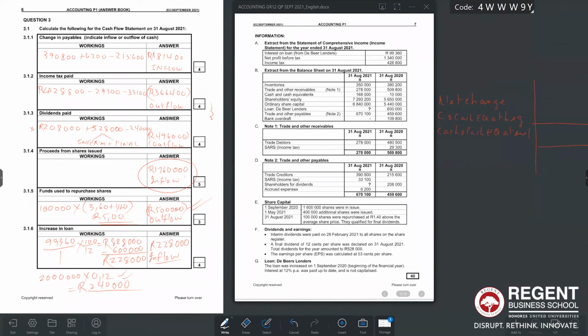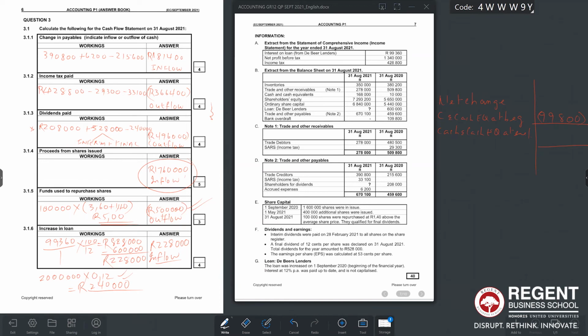Go look for bank overdraft. And yes, I do have a bank overdraft in information B, the last one there: bank overdraft 109,800. So I was owing the bank 109,800, but I had cash of 10,000. If I tell the bank, take my 10,000, I will still be owing the bank 109,800 minus the 10,000, so the overdraft will decrease to 99,800. So my cash and cash equivalents at the beginning is 99,800. Now that's an overdraft. It's a negative. Make sure you put a bracket around it.